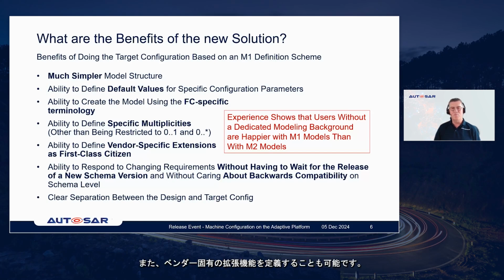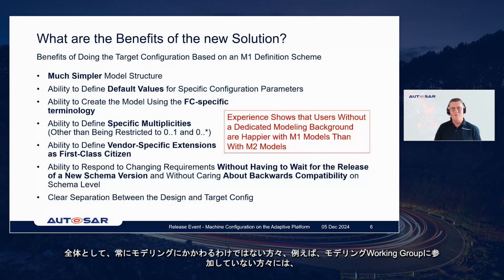And it's also possible to define vendor-specific extensions. This is not part of the example. The example was a little bit too simplistic to get all the aspects into this one example. And it is possible to respond to changing requirements without having to wait for a new schema. As a side catch, we also get a much better separation between design and target configuration, because design and target configuration happen on different meta levels.